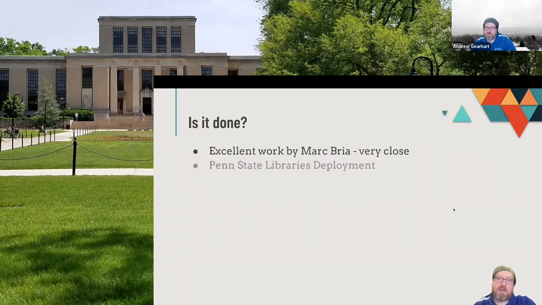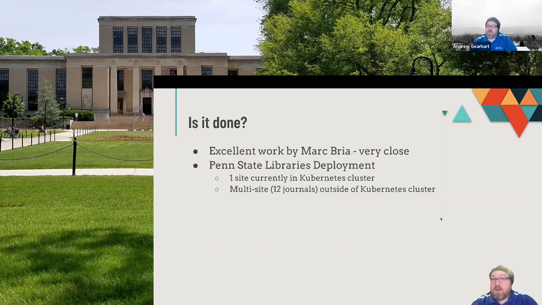Our particular deployment, we currently have one site in our Kubernetes cluster. The only thing that has stopped us so far from getting all of our others is we're having trouble separating out a multi-site instance. Two particular sites are extremely large, and the deletion of those sites from the multi-site cluster is making it so that they won't delete. So our 12 journals that we have outside of the Kubernetes cluster are those ones that we're currently working on pulling apart.